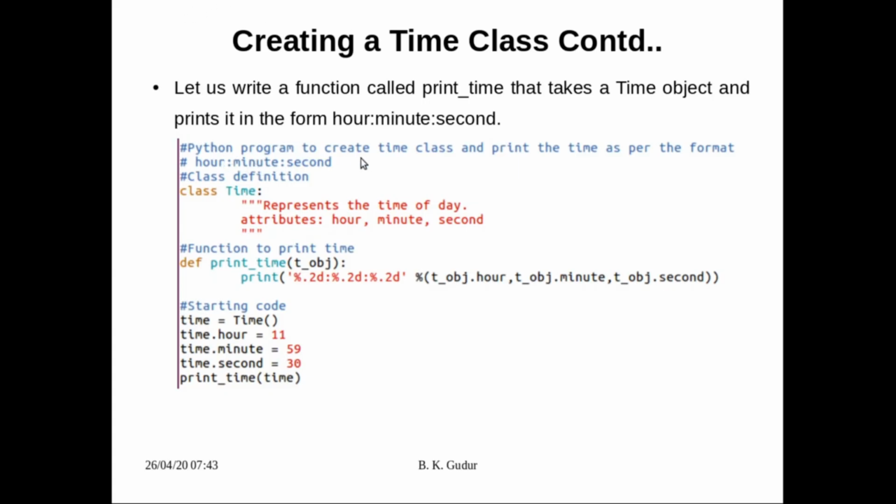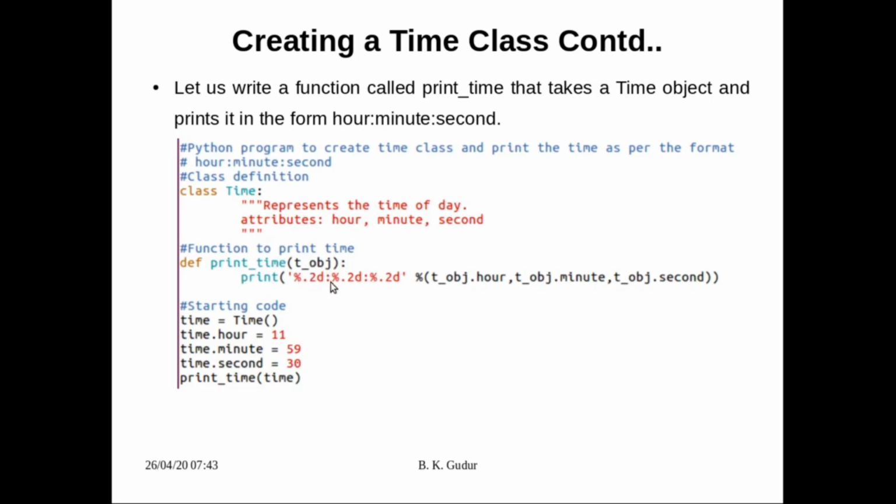So this is the Python program to create the Time class and print the time in the format hour, minute and second. This is the class definition, class Time. This is what we have seen, the docstring and attributes. Now here we are going to define a function to print a time. Define print_time. This is the name of the function and it will take one object whose name is t_obj, meaning a time object, then a colon.